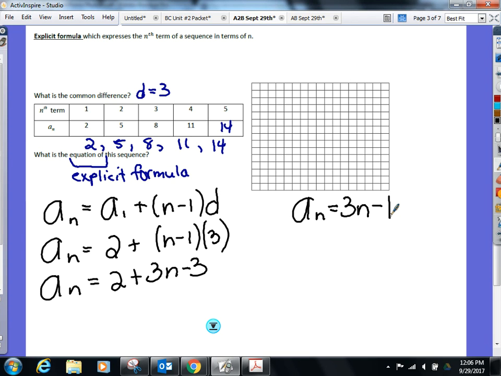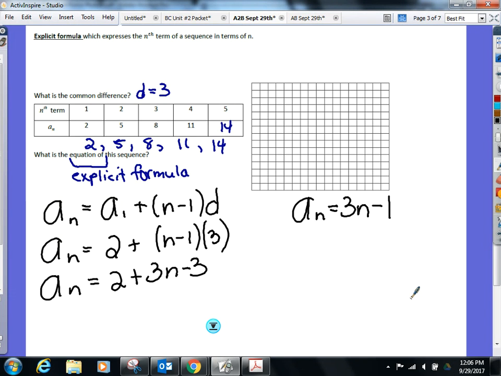If I want to find the 20th term of this sequence, you do not have to go to your calculator anymore, plus 3, plus 3, plus 3. Here's what you can do. If I'm asking for the 20th term, guess what I'm going to plug in for n? 20. So I'll do 3 times 20 quickly. 60 minus 1. So the 20th term is going to be 59. I don't have to do that anymore. That's the power of this.